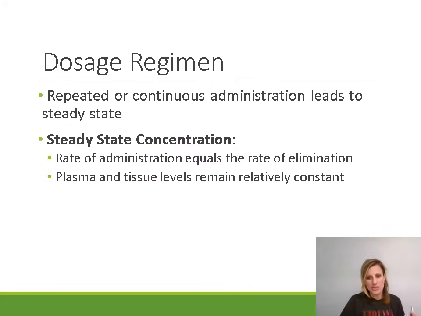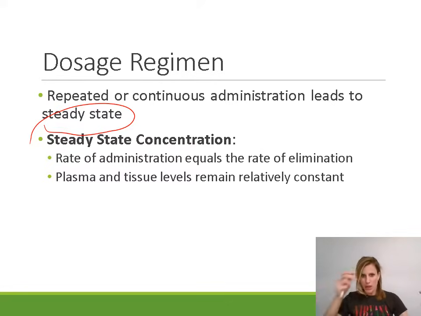All right, so this is where we left off. If you give the drug once, concentration goes up and then you clear it from the body and that's it. But if you give the drug repeatedly or continuously, then the drug starts to build up in the body. And it'll build up and accumulate in the body until you get to something called steady state. Steady state concentration is the concentration of the drug when the rate of administration equals the rate of elimination.